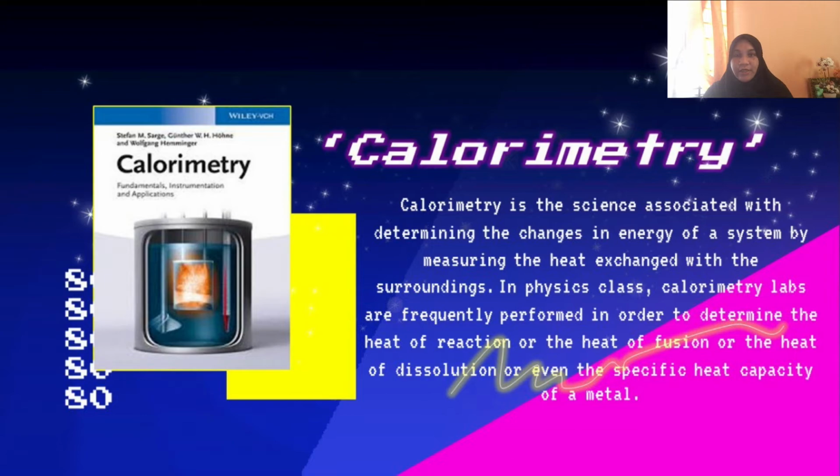Calorimetry is the science associated with determining the changes in energy of a system by measuring the heat exchange with the surroundings. In physics class, calorimeter labs are frequently performed in order to determine the heat of reaction, the heat of fusion, the heat of dissolution, or even the specific heat capacity of a metal.